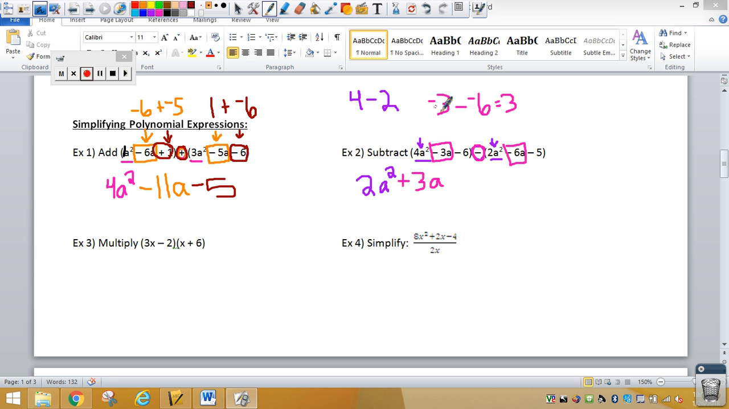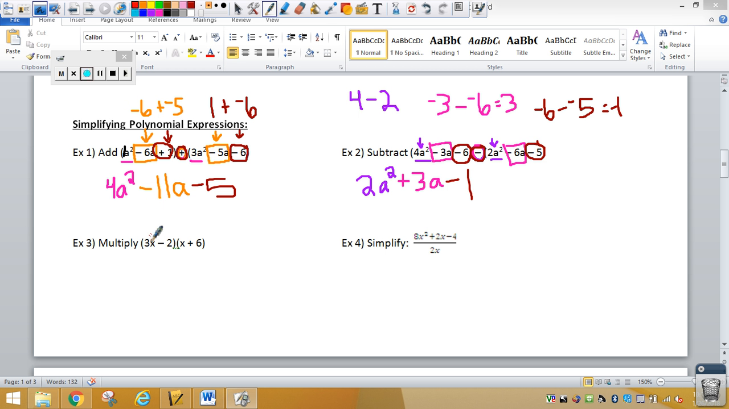Next up are my numbers. So I have a negative 6. My operation is a minus, and I got a negative 5. And when you type this in your calculator, you get negative 1. So I'm going to end with a minus 1.